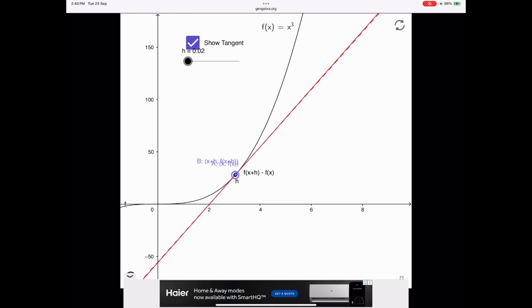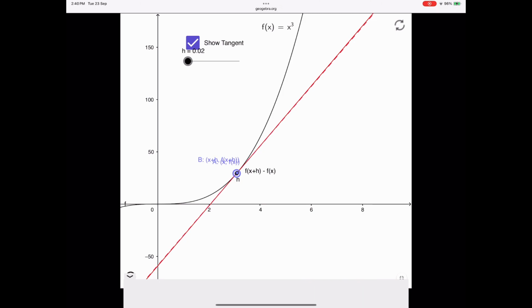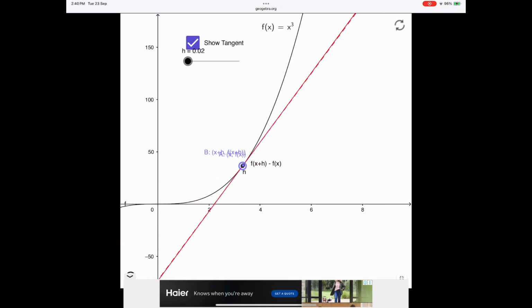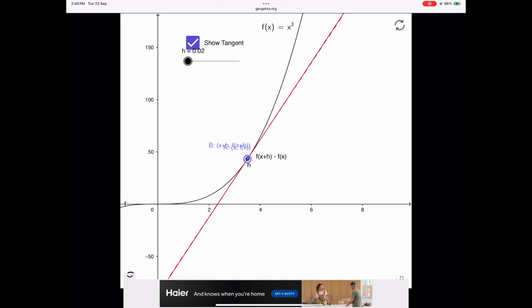But that's also why you get maxima and minima using the derivative, because when the derivative is 0, the gradient of the tangent will also be 0. So it'll be at a flat point in the curve, almost like a turning point. And that's why it can be used for stationary points.